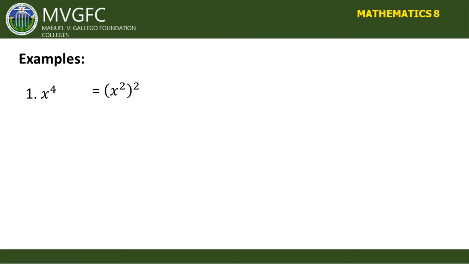Let us have examples. Number 1, we have here x raised to 4. X raised to 4 can be expressed as x squared, quantity squared, because x squared multiplied by x squared is equal to x raised to 4. You simply need to add the exponents. Okay? Next, we have 16b raised to 6.